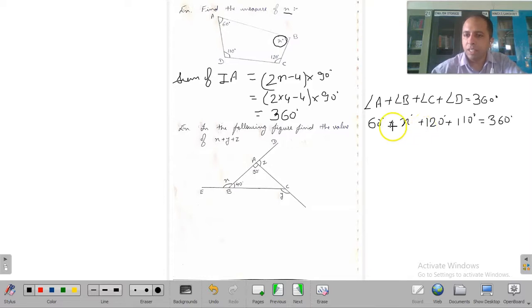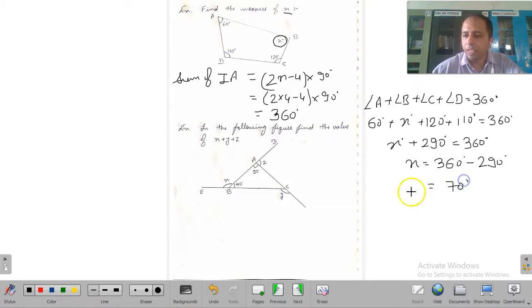How much are these values? 120 plus 60 is 180, and 180 plus 110 is 290. So we can write that x degrees plus 290 degrees is equal to 360 degrees. So what is the value of x here? It will be 360 degrees minus 290 degrees. So this will be 70 degrees. The value of x is 70 degrees in this case.